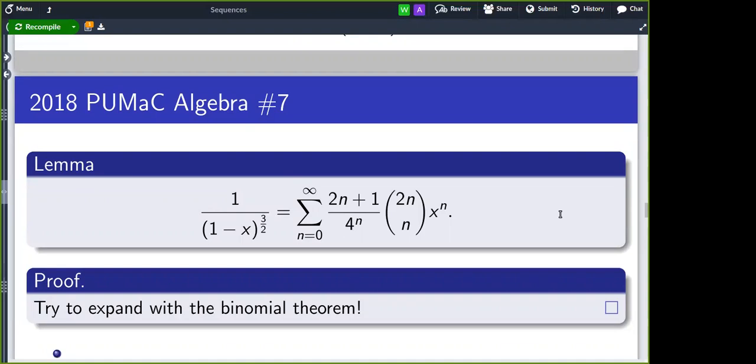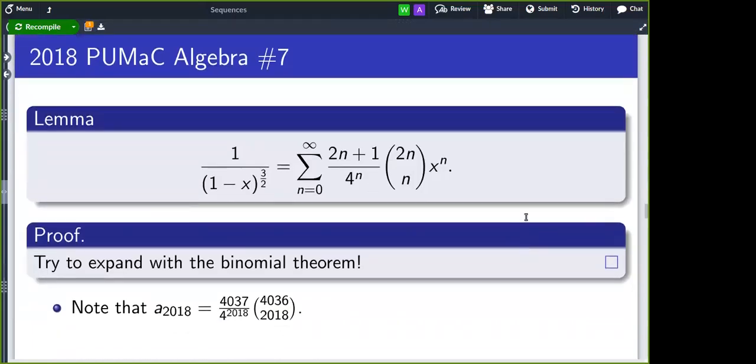So now that we have the expansion of this generating function, we can just write A2018 down. So A2018 is 4037 over 4 to the 2018 times 4036 choose 2018. And the question asked us to find the largest power of 2 in the denominator.